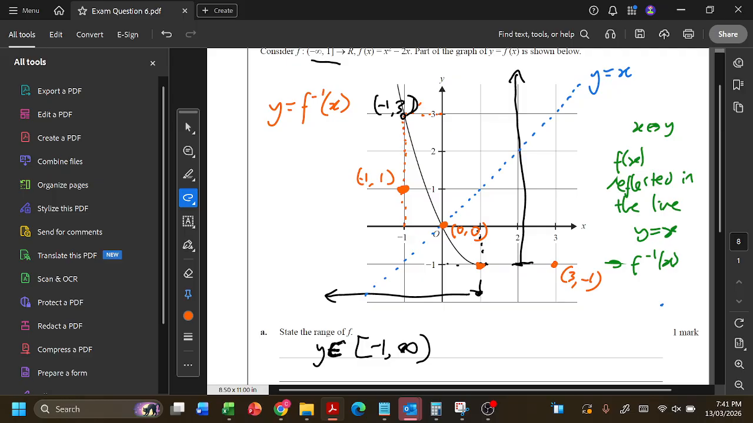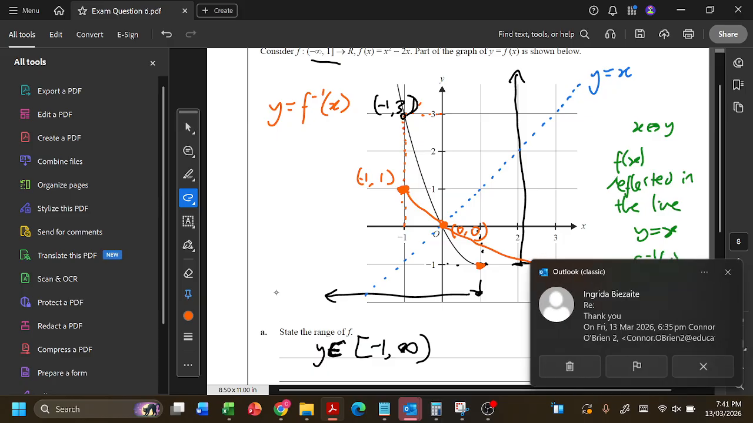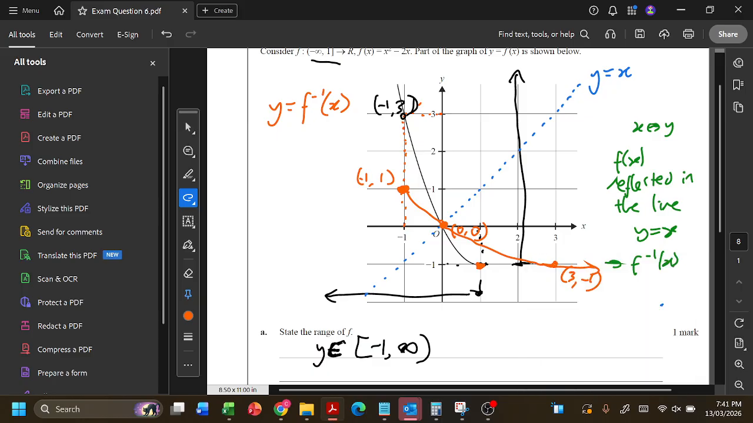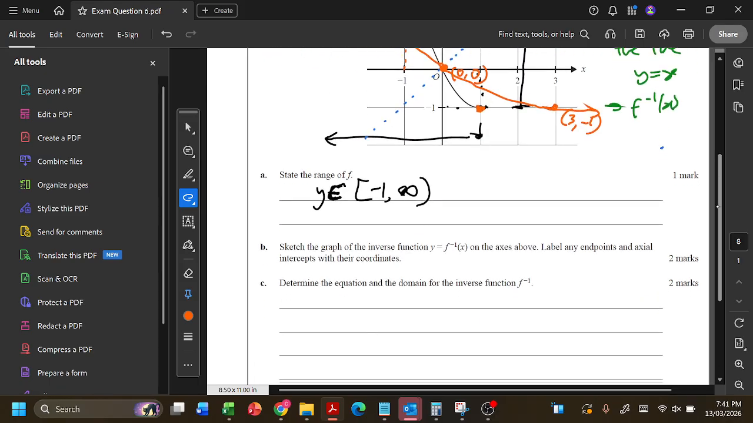I've just chosen these points to illustrate what we're doing. You don't need to label all of those. The only ones that you need to label are the endpoint, which is negative 1, 1, and the intercept, which is 0, 0. But your line should pass through this particular point, 3, negative 1. So always use your grid lines to your advantage. That's what this curve looks like, essentially. And just make sure it's nice and smooth there, like that.